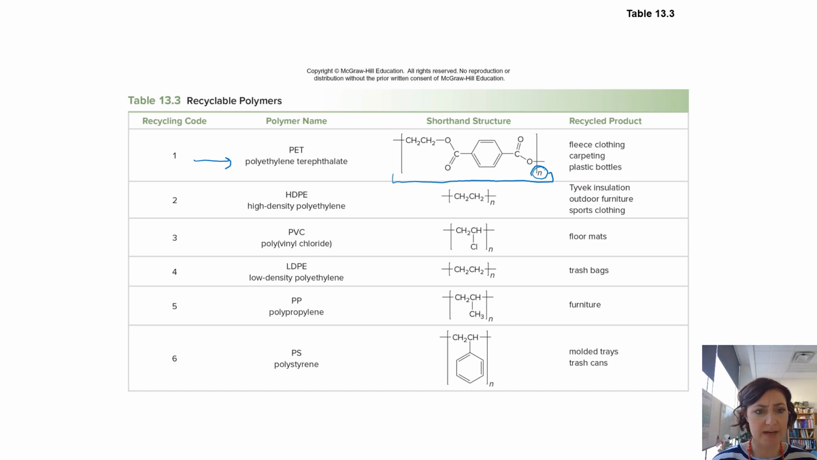Another one I want to point out is recycling code number 4, LDPE, or low density polyethylene. Polyethylene started as a 2-carbon alkene, ethene. And just like in that reaction we talked about on the last page, we break the double bond, and then we can connect these ethylene molecules one after another, and that's what makes up trash bags. The recycling code also tells us how easily we can melt down a particular plastic, which is what's going to dictate whether or not we can recycle it easily.